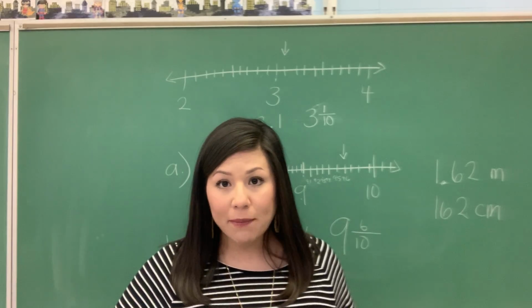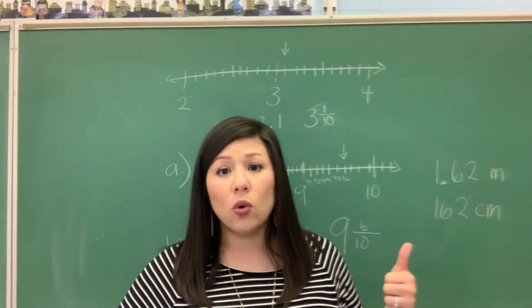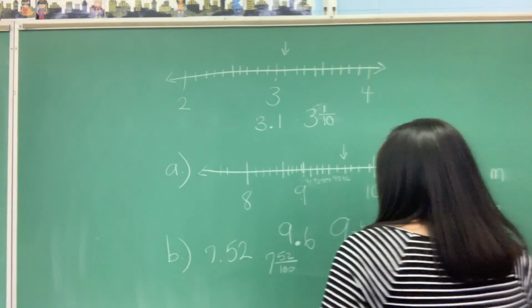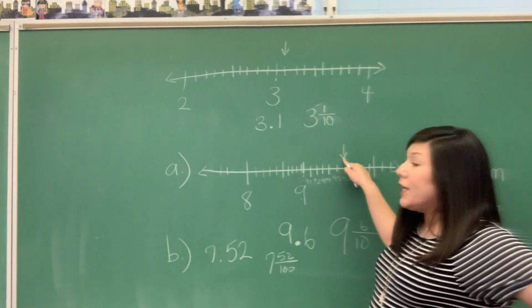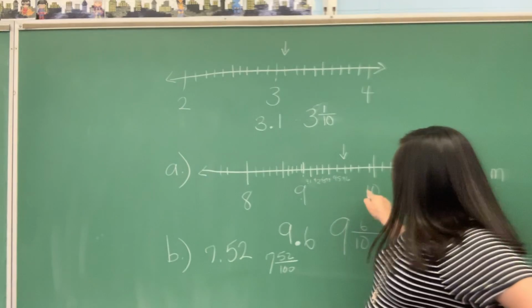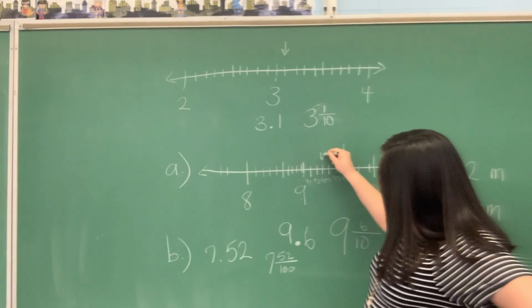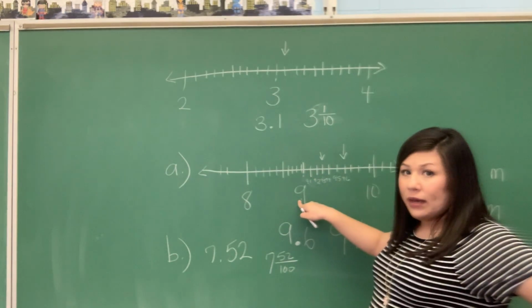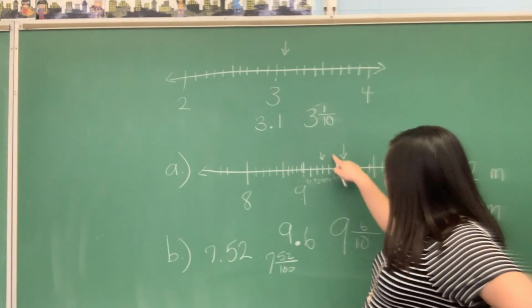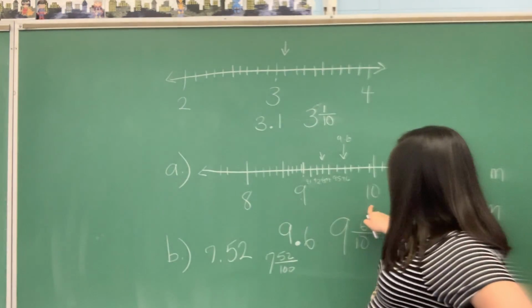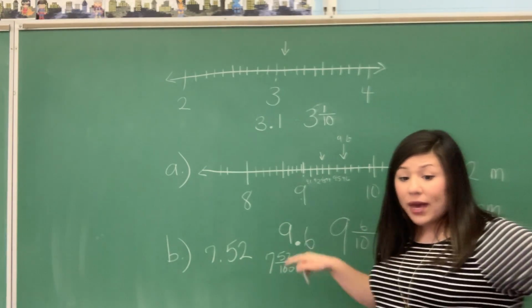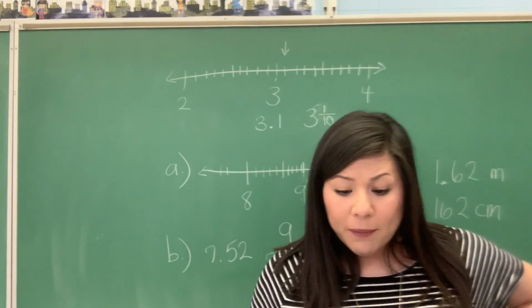So here we have 9.6, so I can round that to the nearest whole number. If I had this right here, this is closer to 10, so my rounded number would be 10. However, if my arrow was right here, my rounded number would be 9. So if they're asking you to round 9.6 to the nearest whole number, you would round it to 10. Okay, so that's the answer for example 3.